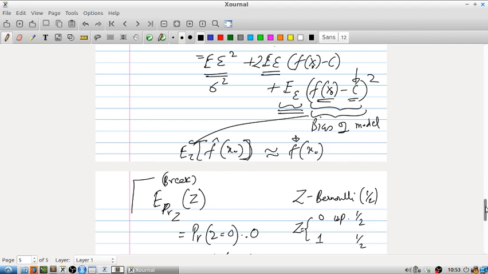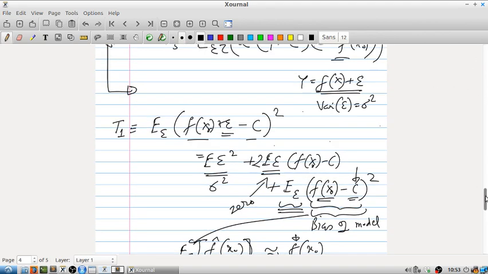This term is 0. If you remember, I had expanded term 1, from which I got three terms, and one of the terms was sigma squared, which is the variance of epsilon, a zero-mean random variable. Of the other terms, one doesn't depend on epsilon and the other just depends on epsilon linearly, so the expectation of epsilon is 0, so the second term is 0.